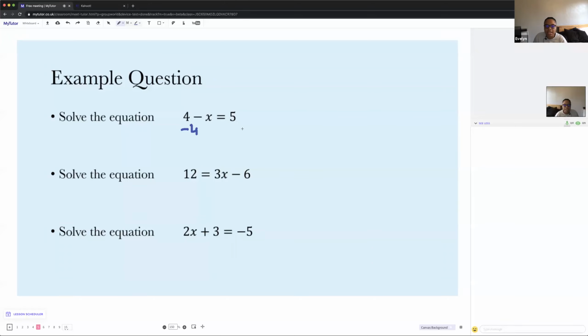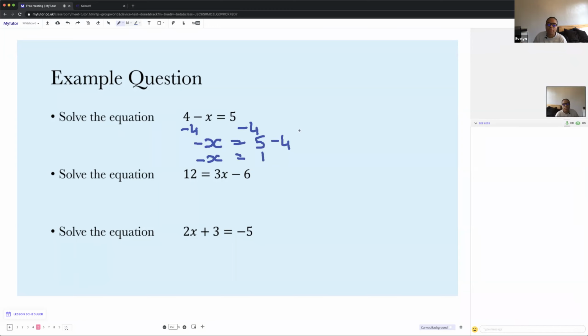The opposite of adding is subtracting. So I'm going to subtract 4 on both sides. So I'm left with minus x, because that one is a negative. And then on the right-hand side, I've got 5 minus 4. Now, 5 minus 4 is equal to 1. So minus x equals 1.